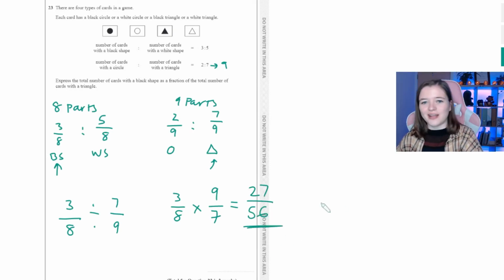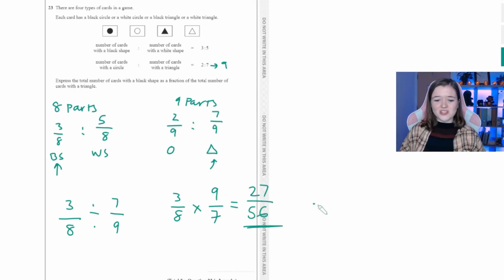And would you believe it? That is it. So much easier than the last question, isn't it? How strange. I don't understand some of the ordering sometimes. I can never comprehend it. But that is all there is to it.